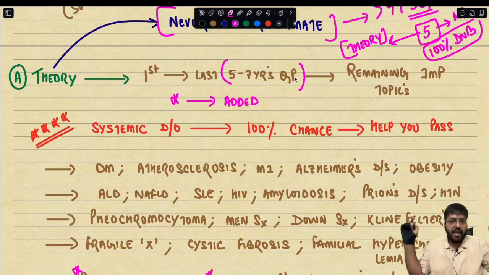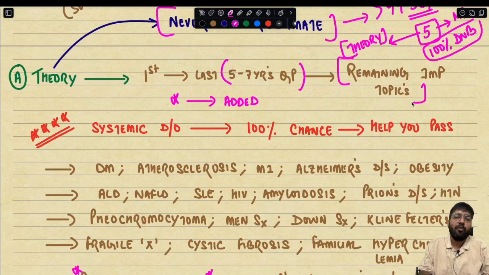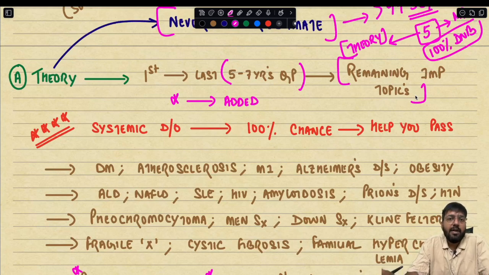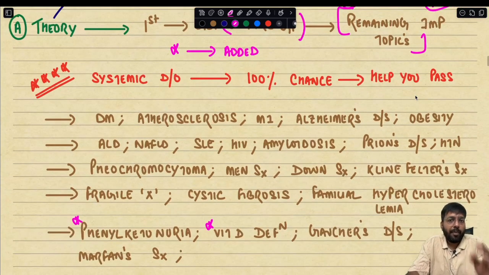After you complete the last 5 to 7 years' question papers, only then you go for the remaining important topics, that I am going to discuss. So very importantly, you have to see the last 5 to 7 years' question papers. That is the first line, and after that you should go for the remaining topics that I have given. Among the topics, I have divided them accordingly.